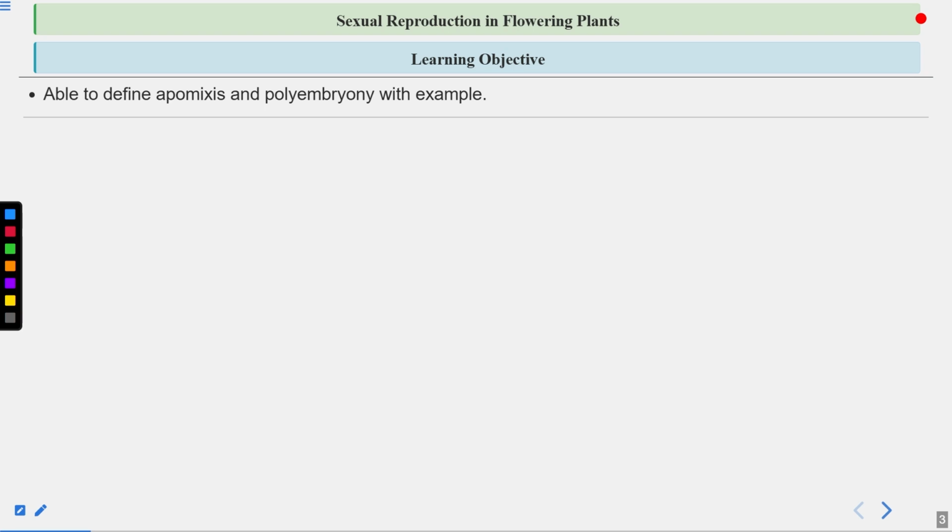So today's lecture learning objective. What is the objective of today's lecture? Able to define apomixis and polyembryony with examples. Not only the definition, we are going to discuss the apomixis and polyembryony topic. We will discuss how it happens, what is actually apomixis, what is polyembryony, and with some examples, because examples are very important for these two important definitions, or you can say topics.